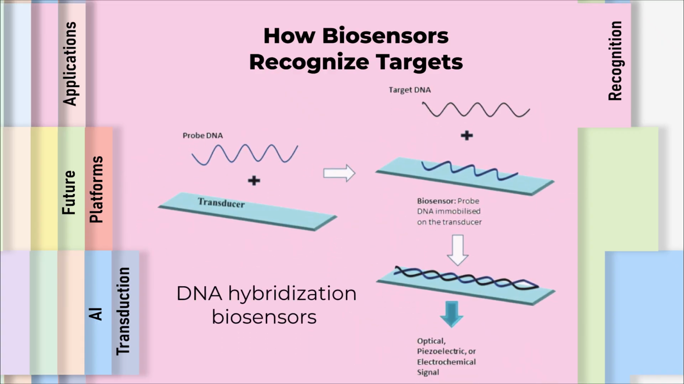DNA and RNA biosensors work through complementary strand binding. A nucleic acid sequence binds specifically to its complementary sequence. This allows detection of viral RNA or genetic mutations such as BRCA1, BRCA2, or KRAS mutations.